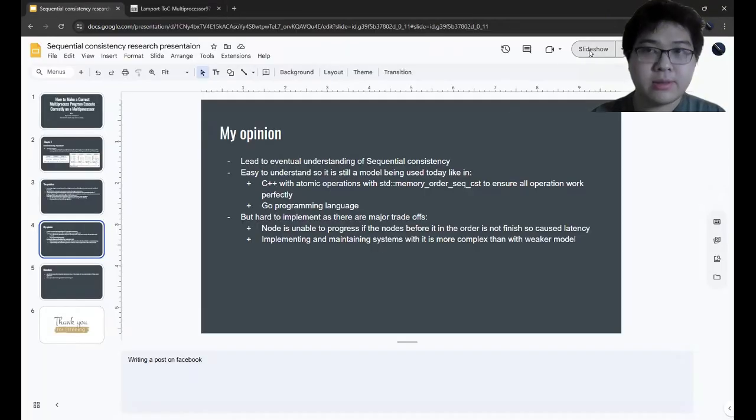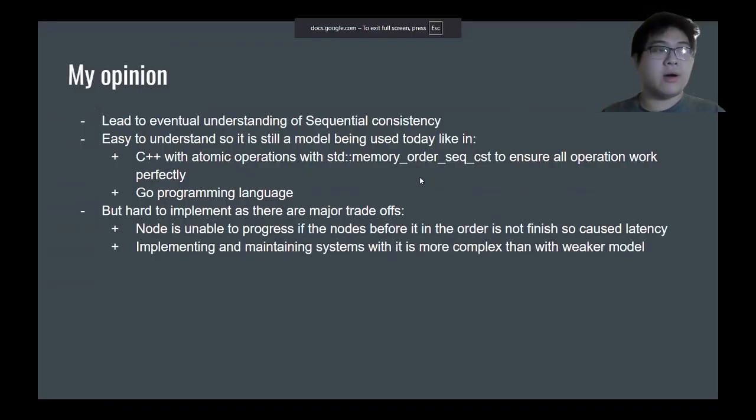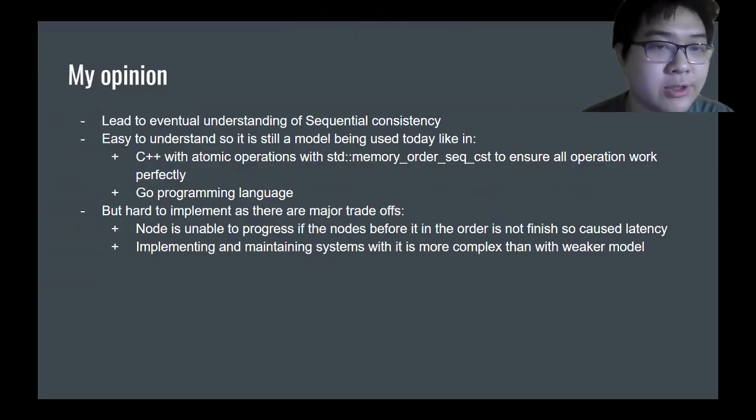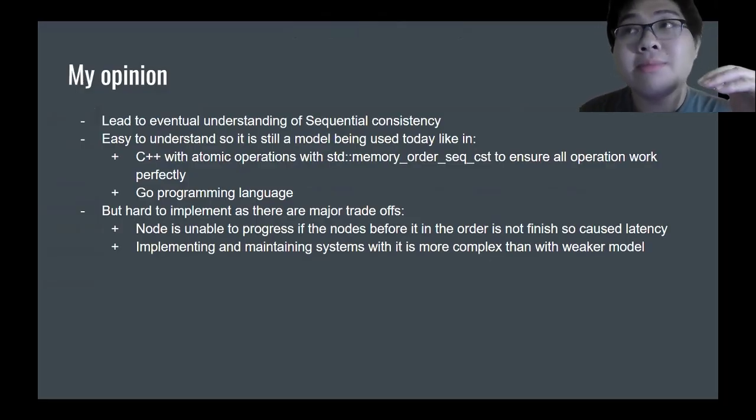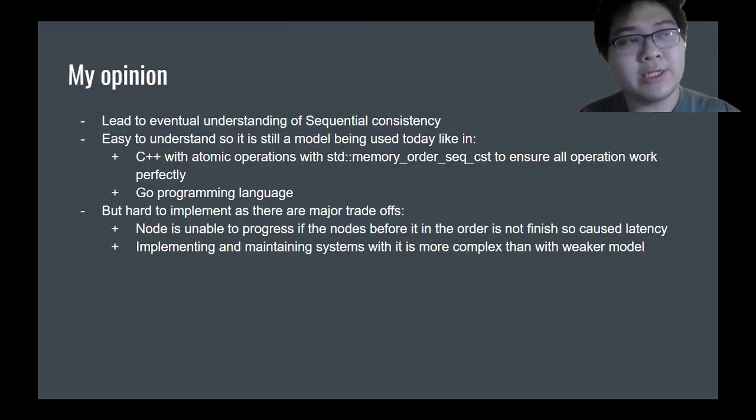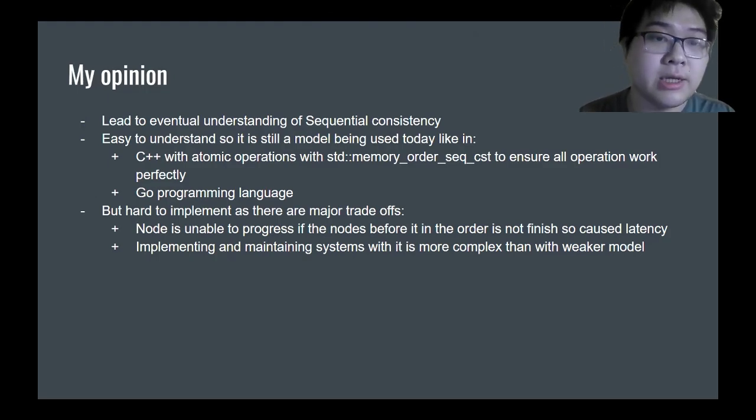My opinion on sequential consistency is that this leads to our eventual understanding and defining it as sequential consistency. Sequential consistency is easy to understand as it is a rule that all operations just need to follow a particular ordering. So it's easy to understand and is still used in some models like C++ with its atomic operations or the Go programming language, because it has a strict following of a particular order of operations.